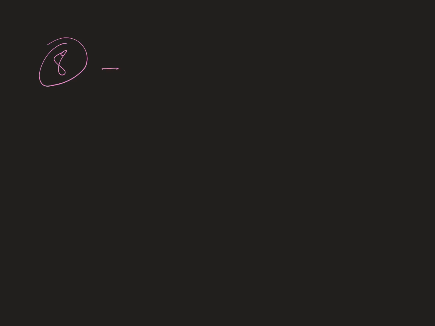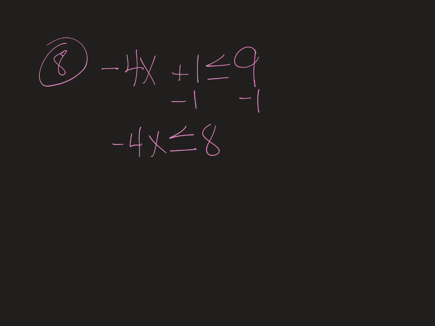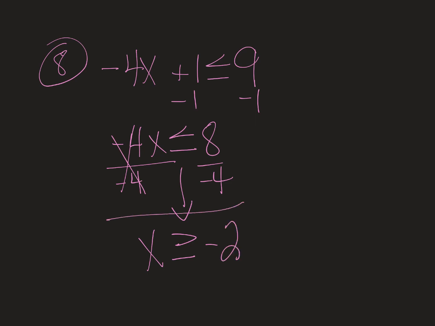Okay, number 8 is the same scenario here. Negative 4x plus 1 is less than or equal to 9. So we're going to subtract 1 from both sides. That leaves you with negative 4x less than or equal to 9 minus 1, which is 8. Divide both sides by negative 4. Cancel. x is greater than or equal to negative 2. And that's your answer to number 8.